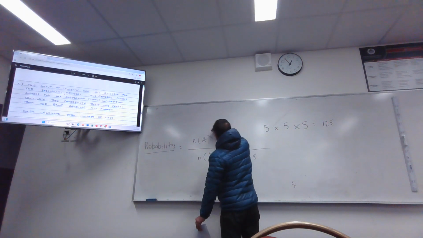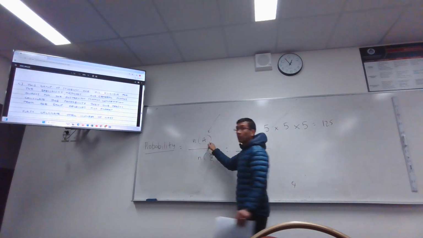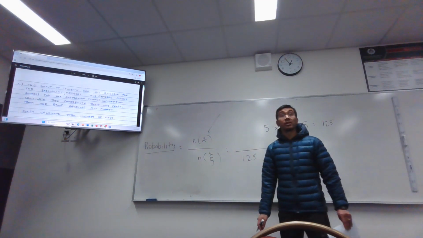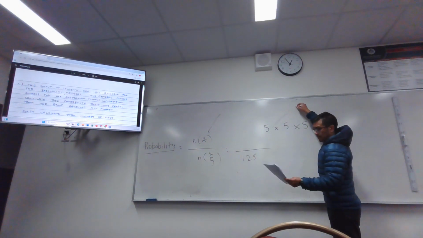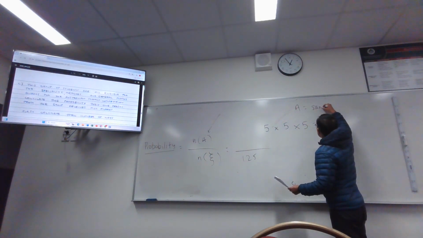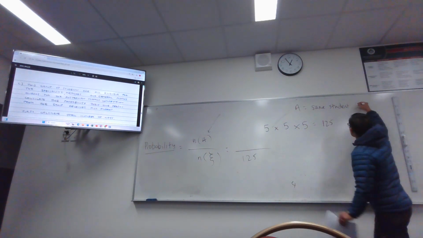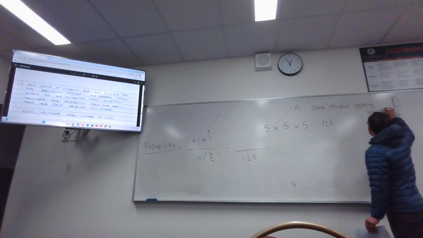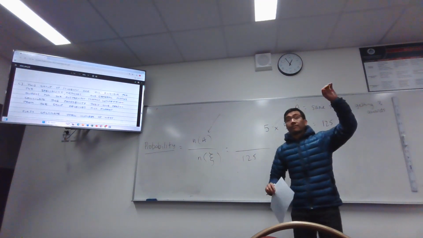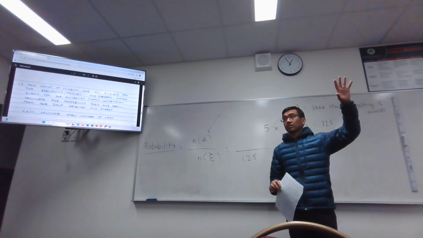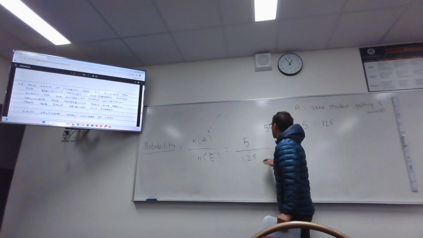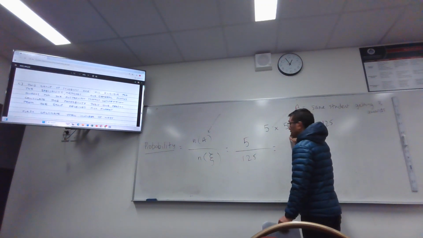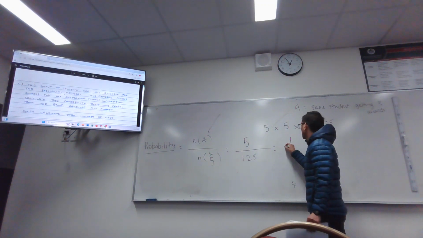So that's our total number. But what's our number of A? What's the possibility where A is the same student? 5. It is 5. Getting 3 awards. There's only 5 chances of that happening. Okay, and 5 out of 125 is 1 on 125.